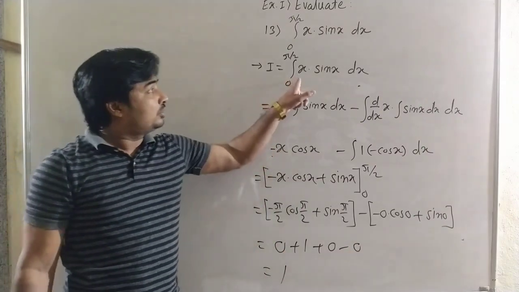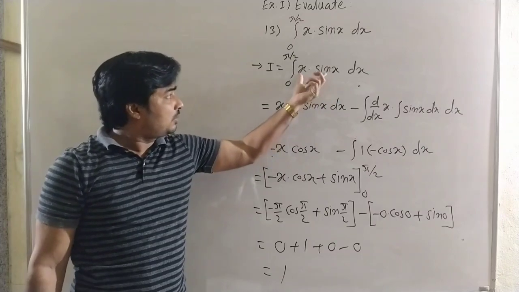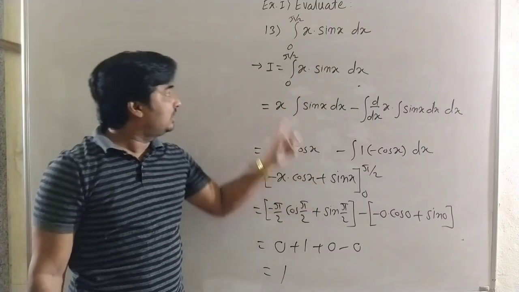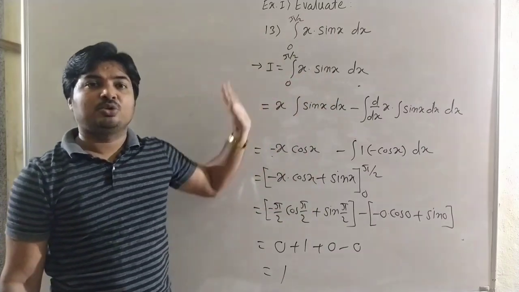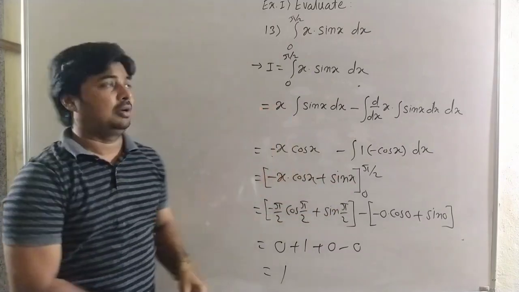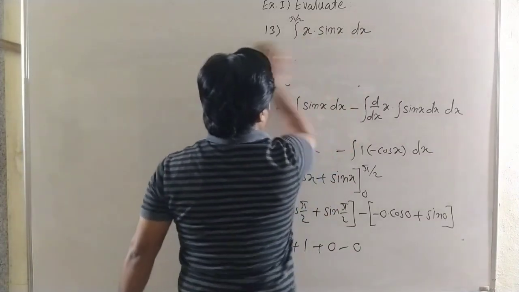Okay, only for the u into v, first find the integral and then put the limit, that is 0 to π/2. Okay, now we see the next example.